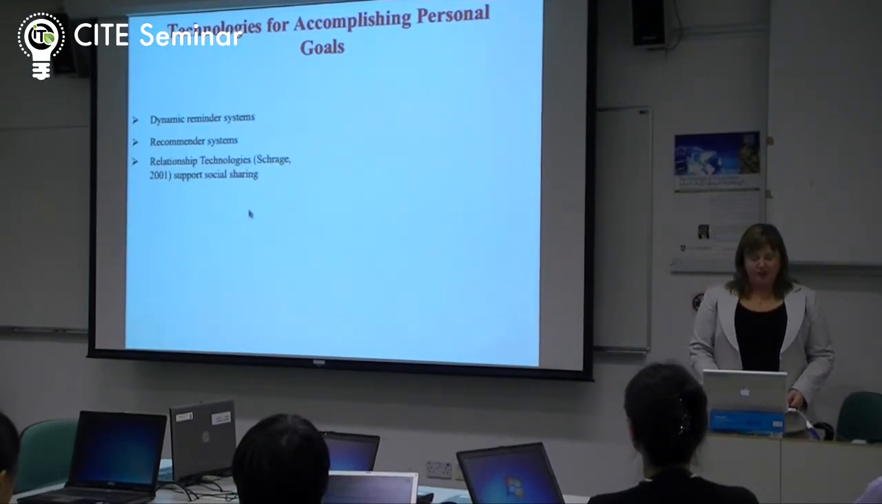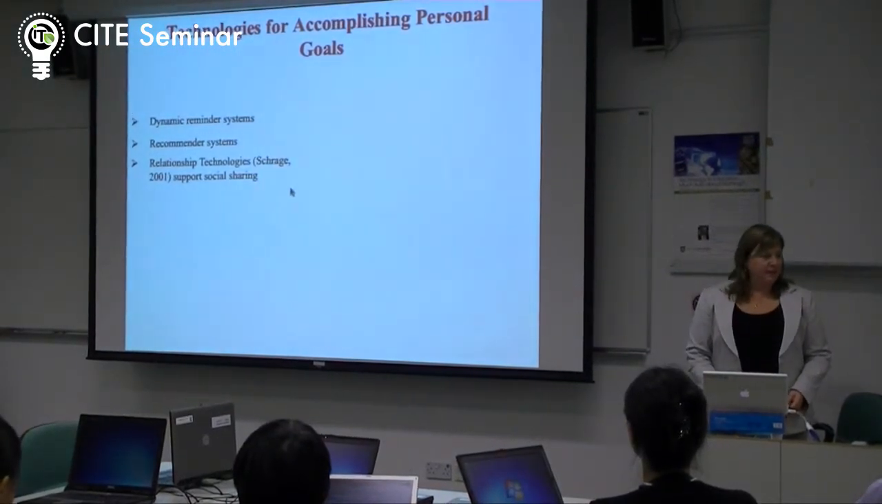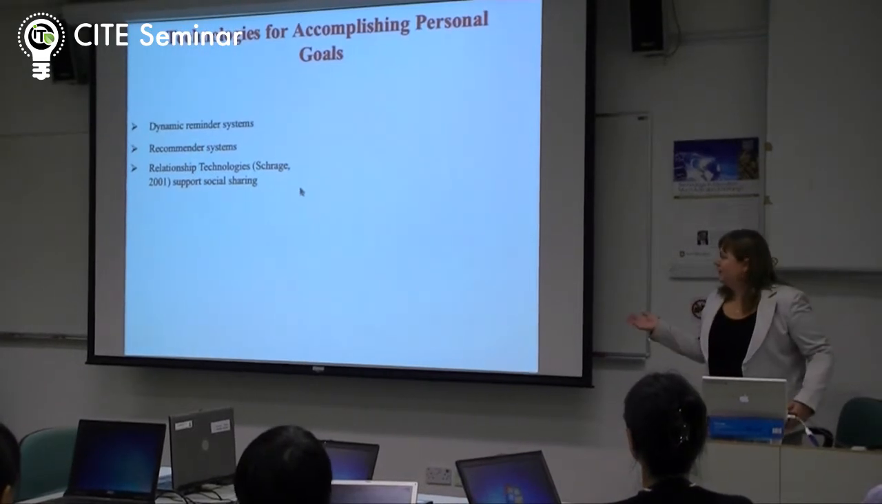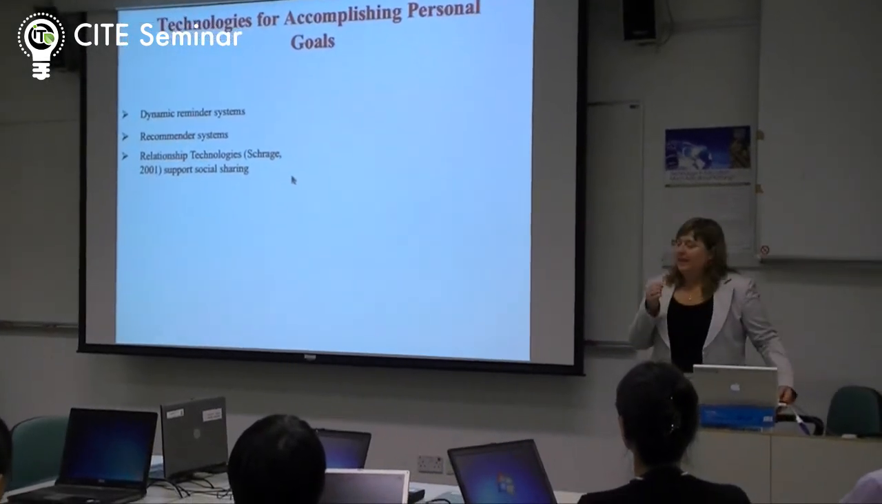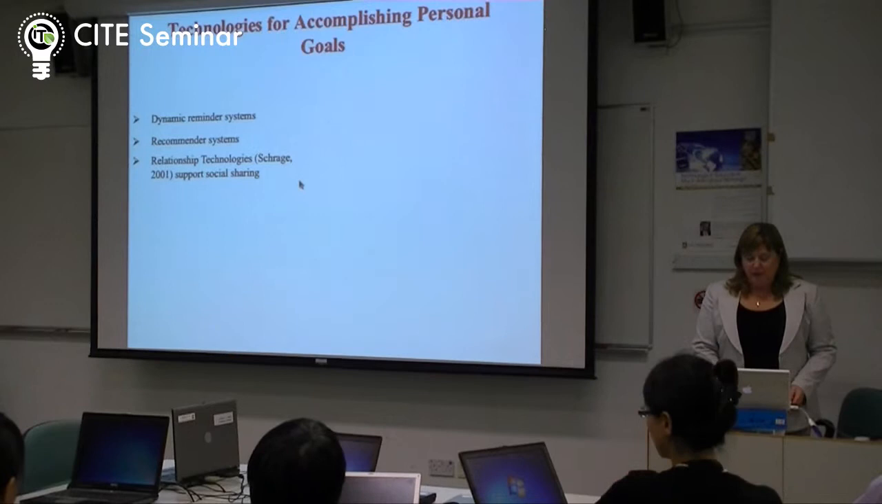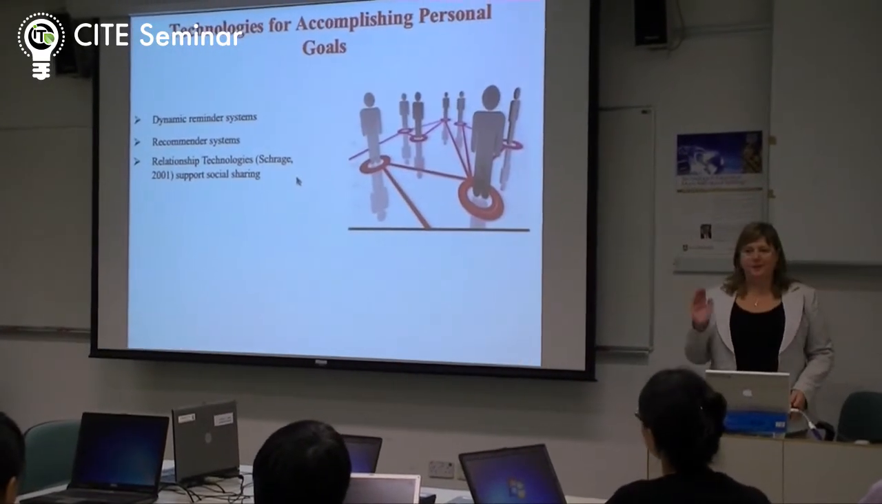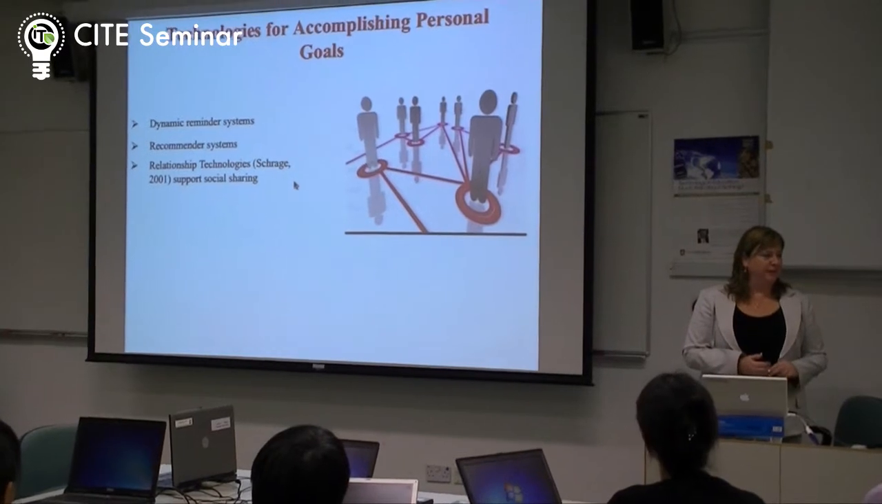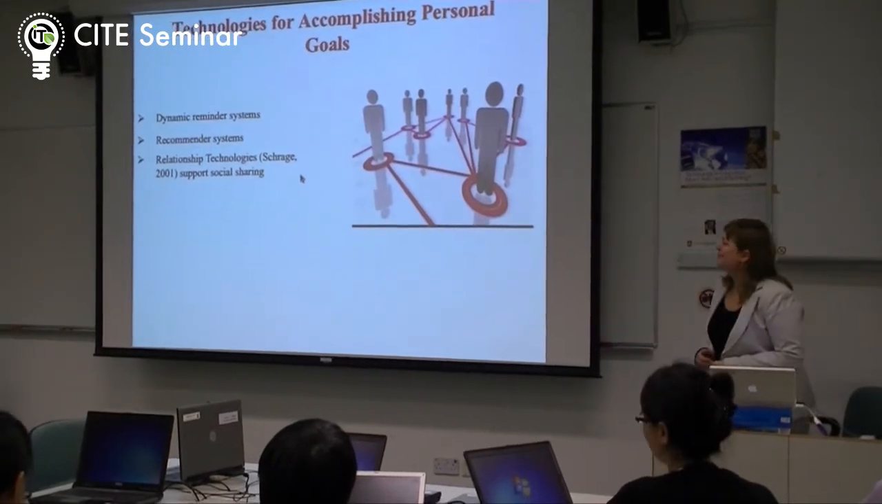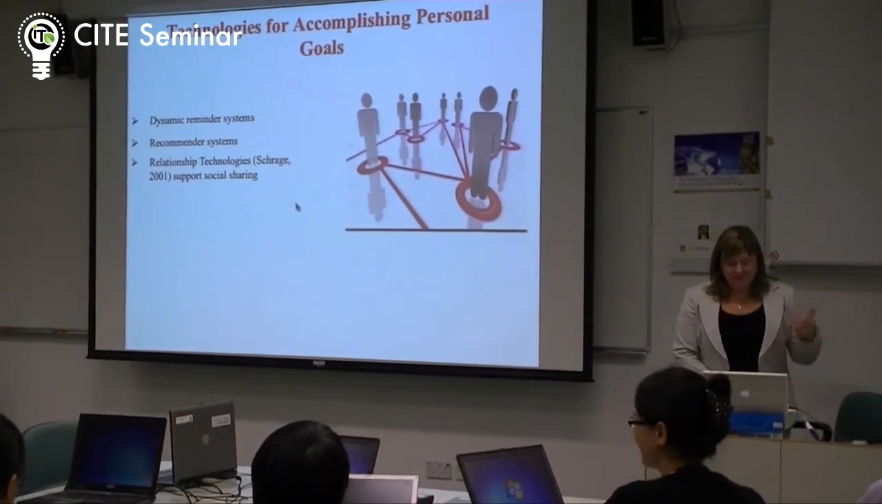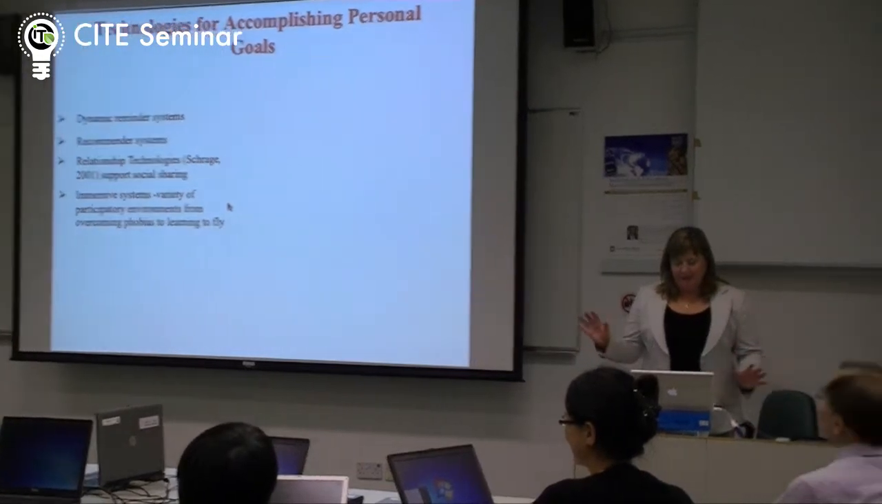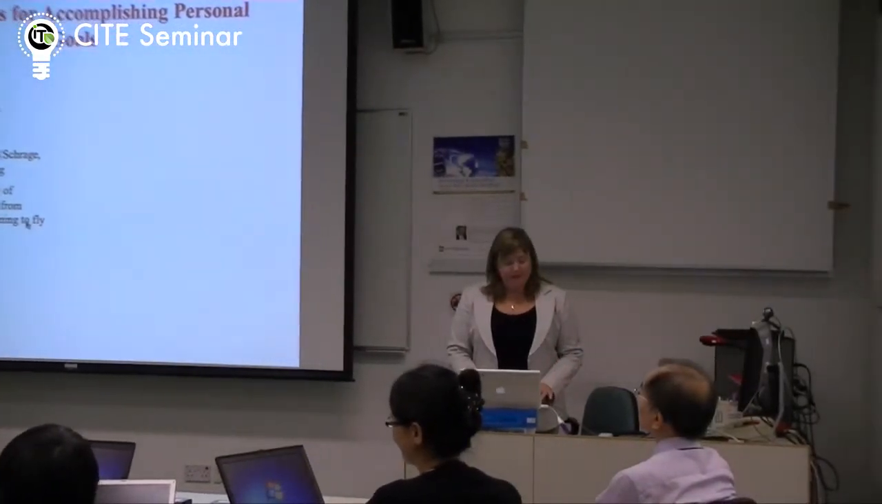We have relationship technologies, such as Facebook, where we share all sorts of information to keep in touch, where we may not know that one of our friends is a scuba diver, for instance, until we go to Facebook and find out she's in Hawaii scuba diving. So all of these are basically caring for us and keeping us in touch with people. Often people have said that technology is sort of an antisocial thing, but in fact, it promotes social sharing.